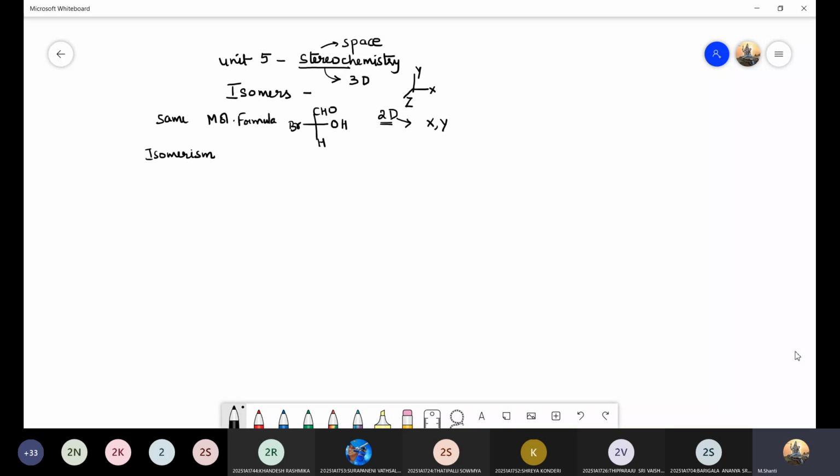Now, if I have to classify isomerism, broadly I can classify it into two. One is called structural isomerism. Then the other one is stereoisomerism. Now, how would you define structural isomerism or structural isomers?